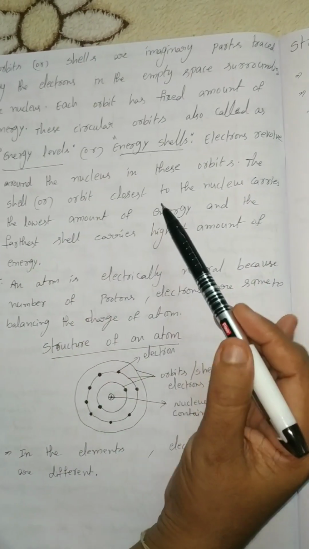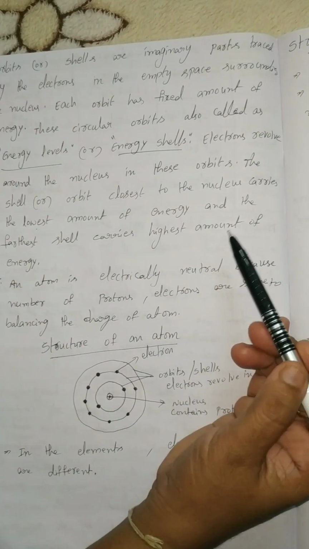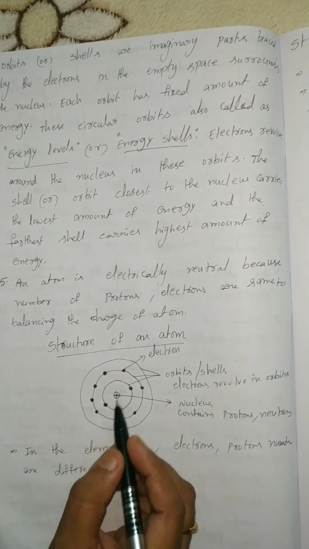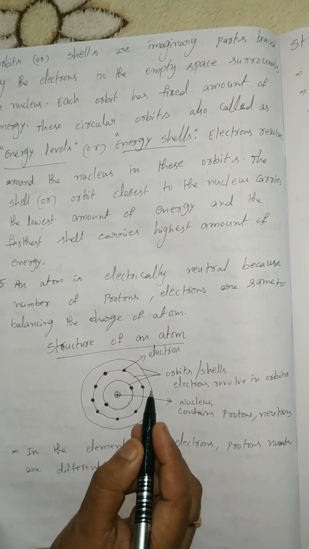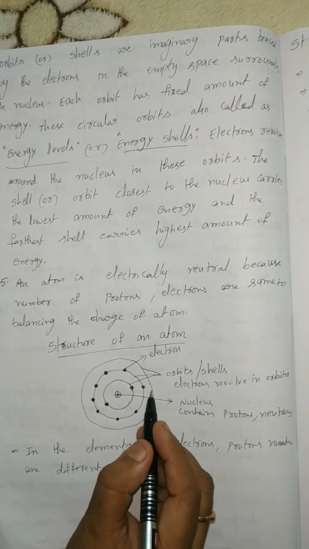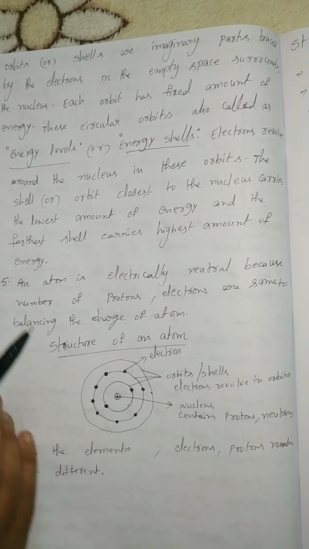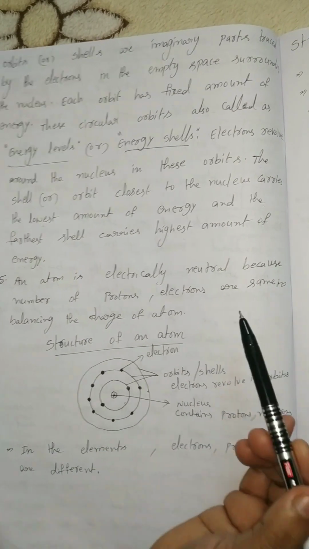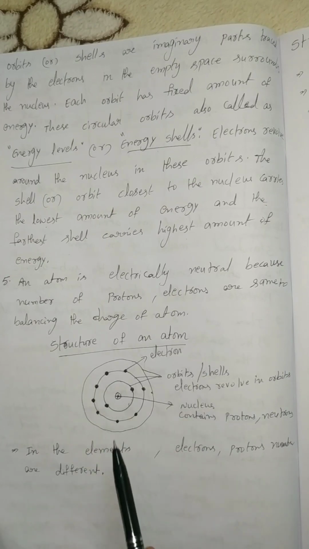The shell or orbit closest to the nucleus carries the lowest amount of energy, and the farthest shell carries the highest amount of energy. It means the closest orbit to the nucleus has the lowest energy, and the shell farthest from the nucleus has the highest energy. An atom is electrically neutral because the number of protons and electrons are the same, balancing the charge of the atom. This is the structure of the atom.